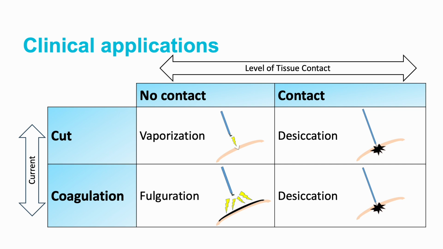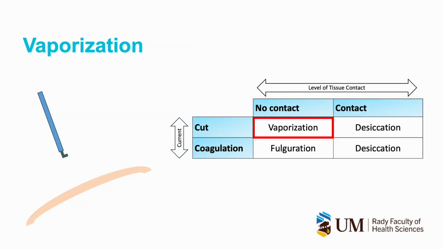Here we are going to focus on the dynamic interplay between the current applied and level of contact with tissue in the application of monopolar energy. Vaporization is achieved with a cutting current and no tissue contact. An instrument hovers over tissue, and when activated, the electrical discharge ionizes the air between the electrode and tissue. With the continuous flow of current, a rapid and intense heating of cells occurs, ultimately causing intracellular water to vaporize.